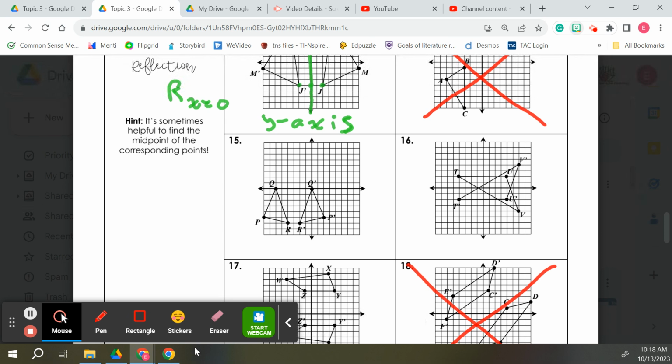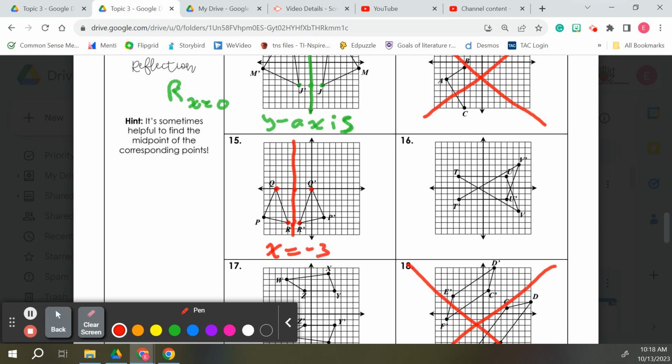All right, 15. Again, I'm going to find that halfway point. So if I look at R and R prime, there's 2 spots away. So I'm looking at right there as that line of reflection, but I want to confirm that with Q and Q prime. Q and Q prime are 1, 2, 3, 4, 5, 6 units apart. I divide that by 2, that gives me just 3. So if I look right here, that is my line of reflection, and that is at x equals -3. So if I want to write that as a function, it would be capital letter R, x equals -3.